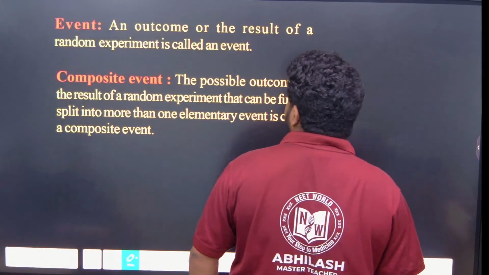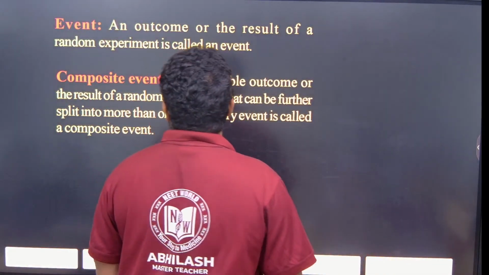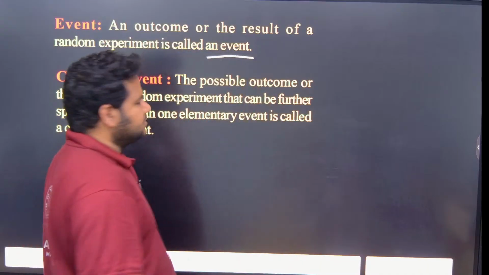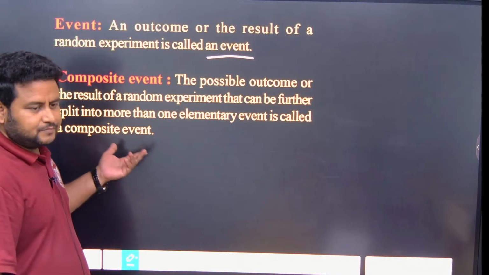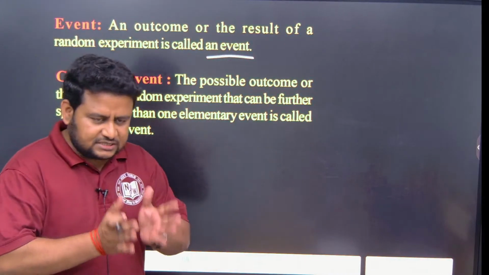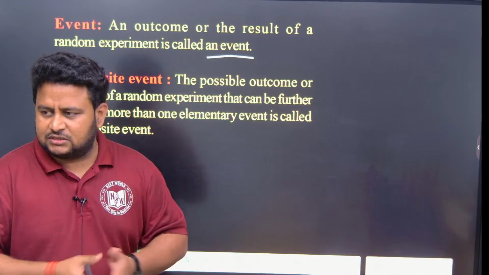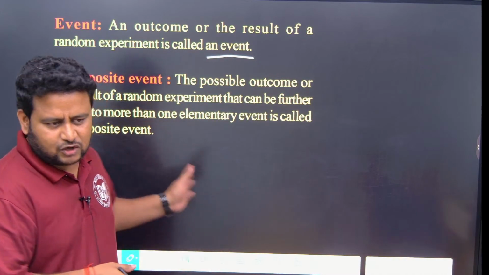Now, we will learn about event. An outcome or the result of a random experiment is called an event. No need to worry. Composite event: in a single event, if you are getting multiple outcomes, that is called a composite event.